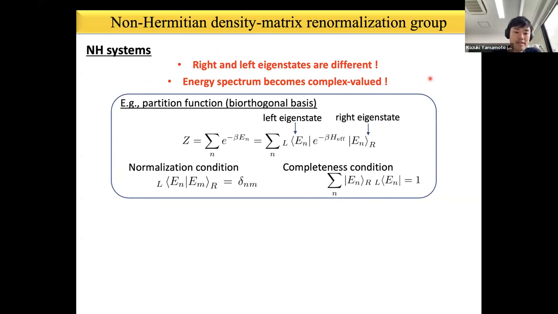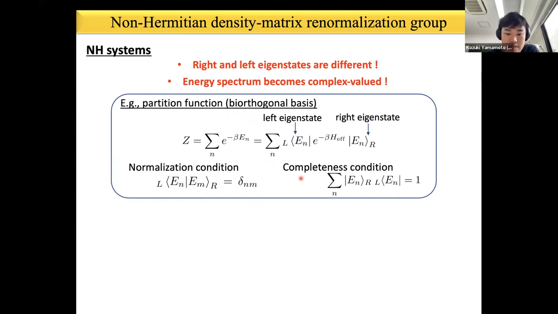So, for example, in the construction of the partition function, we have to choose the right and left eigenstates as the bra vector and the ket vector, and this is called the biorthogonal basis. To construct this partition function, the normalization condition and the completeness condition from the right and the left eigenstates have to be satisfied.